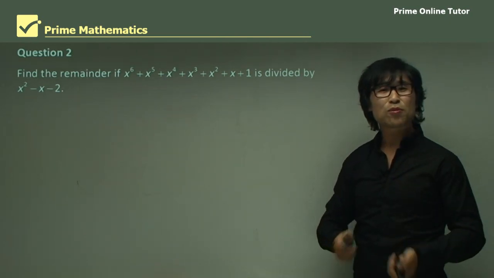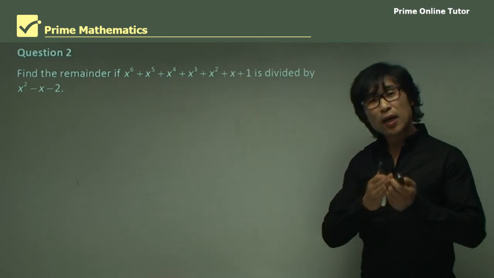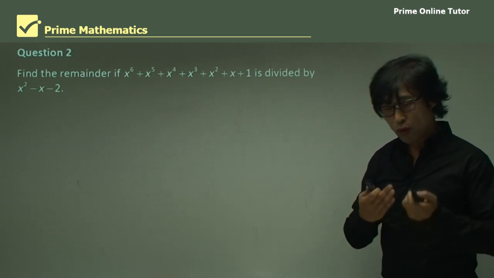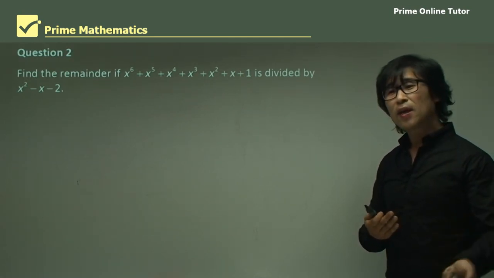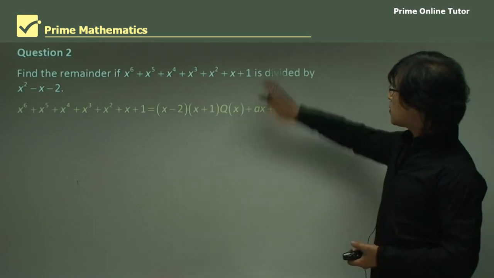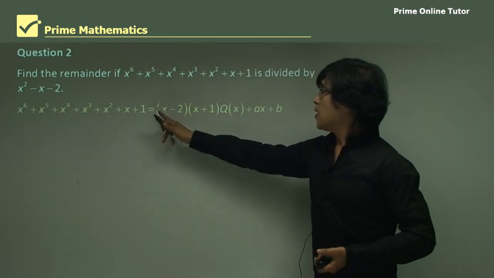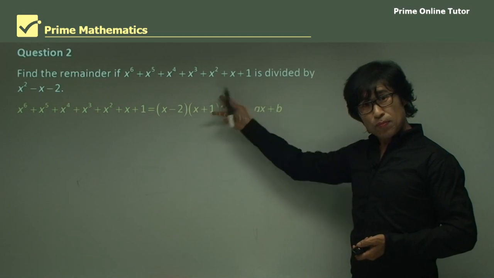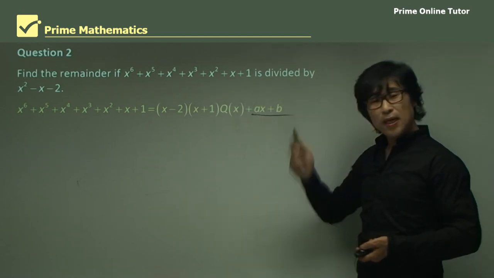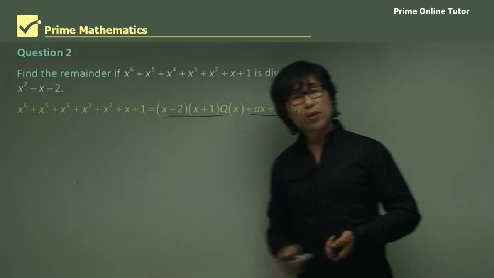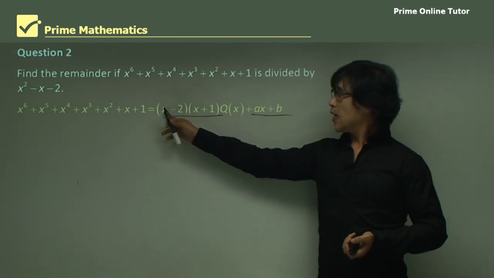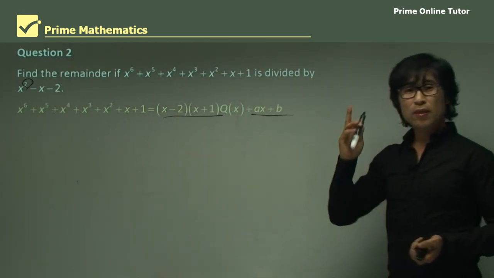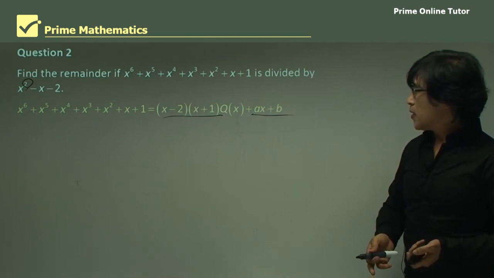So guys, you must be able to write the basic format of this, not the long division, but the format of the polynomial, including the remainder and divisor and dividend, like this, okay? So this polynomial is divided by x squared minus x minus 2. Well, just factorize this straight away. There must be a quotient and the remainder. How do you know it is ax plus b? Because the divisor is quadratic here, therefore the remainder must be linear. That's the important part.